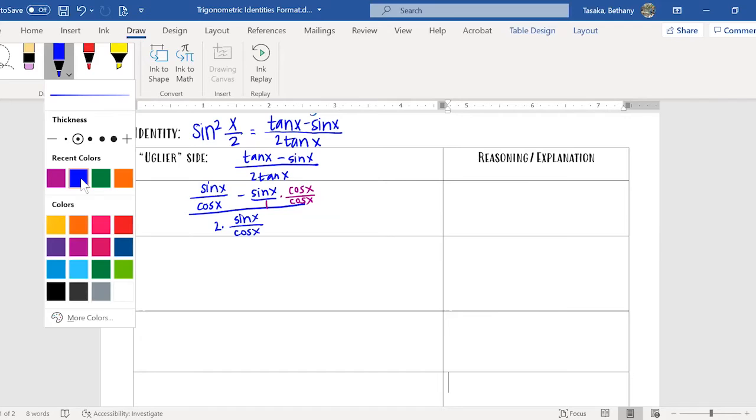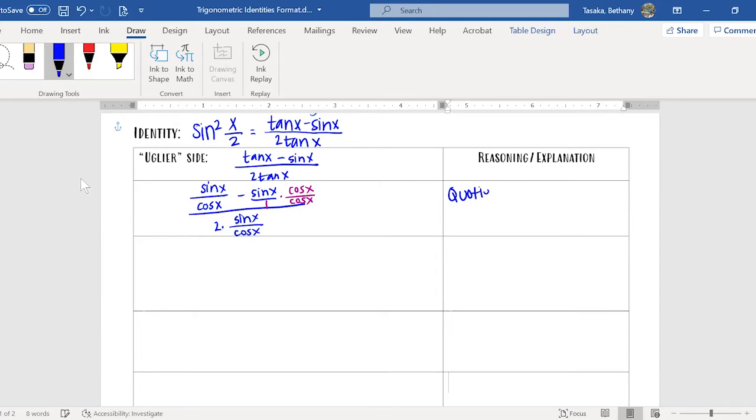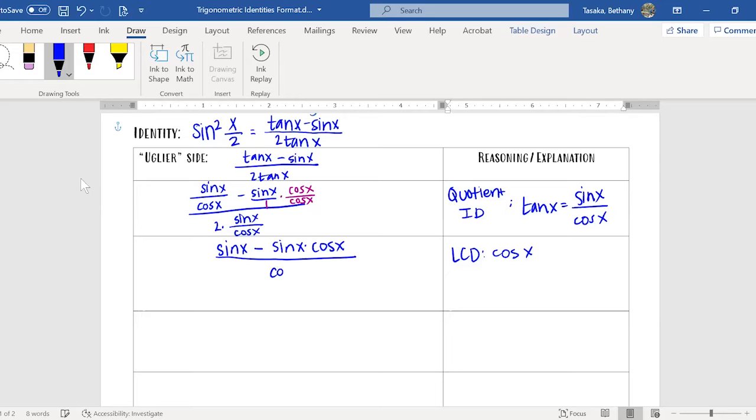And in this space, I would write, we used our quotient identities to get here, right? Tangent x is sine x over cosine x. So if we get a least common denominator, that's cosine x, right? We get sine x minus sine x cosine x divided by cosine x, all divided by 2 times sine x, right?